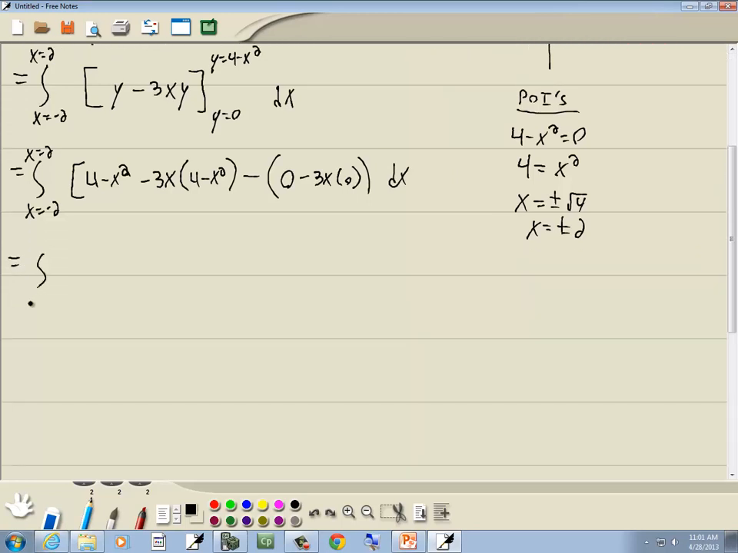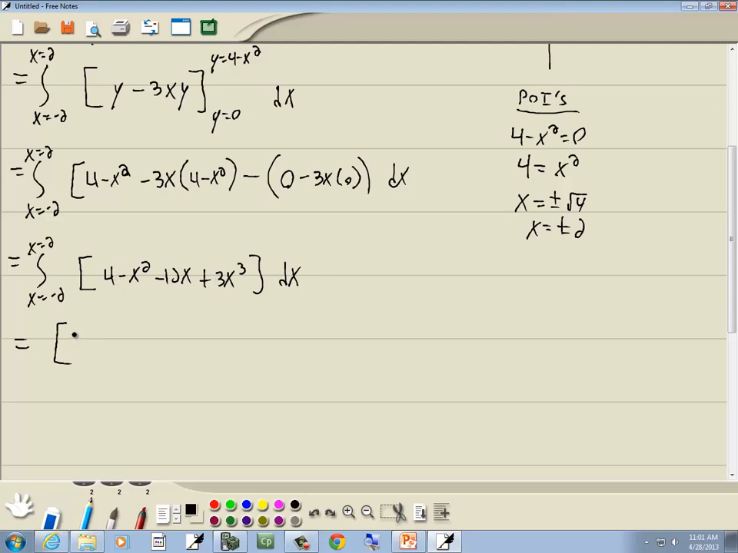Okay, well, this gives us x from -2 to 2. And we got 4 minus x squared. Negative 3x times 4 is negative 12x. Negative 3x times negative x squared is positive 3x to the third, dx. Now I could rearrange those into standard form, but probably wouldn't benefit me a whole lot.